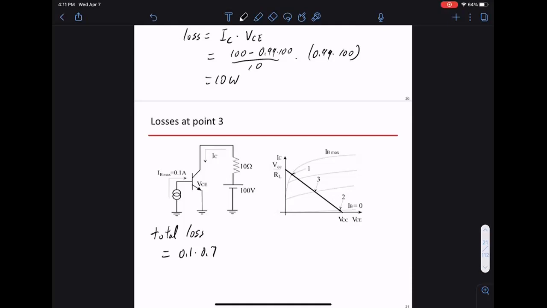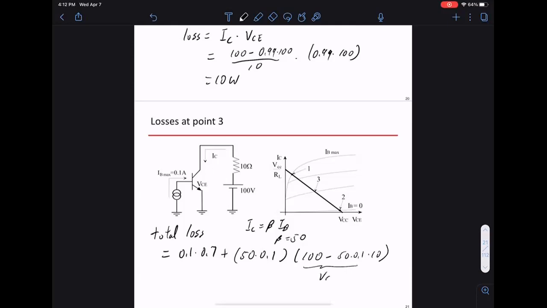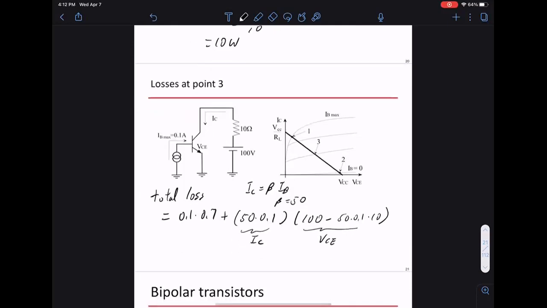However, recall that IC is beta times IB. So here we have beta is 50. So then the rest of the loss is actually quite big. At 50 times 0.1, this is how much IC I'm pulling in, how much my transistor is pulling in. So this is good current. And then I have a fairly big voltage drop across this. So this is my VCE, this is my IC, and you add this up, this is 250 watts.